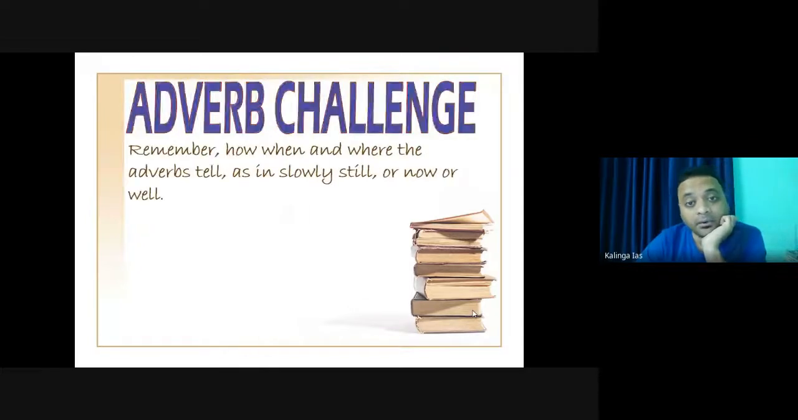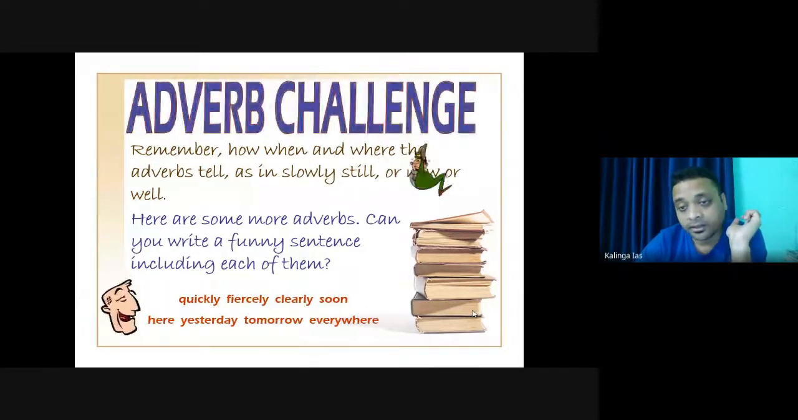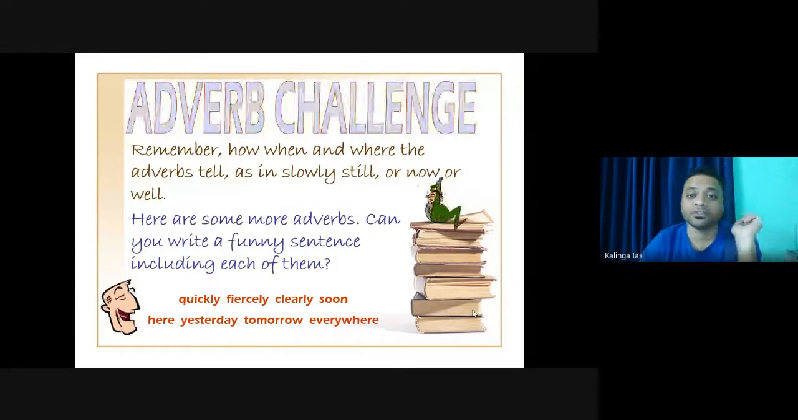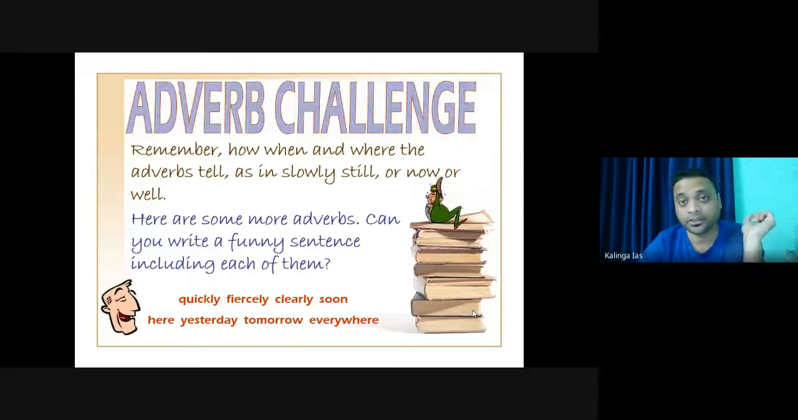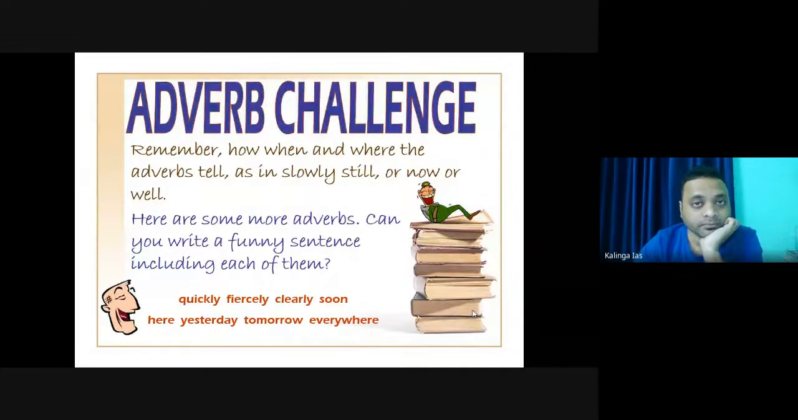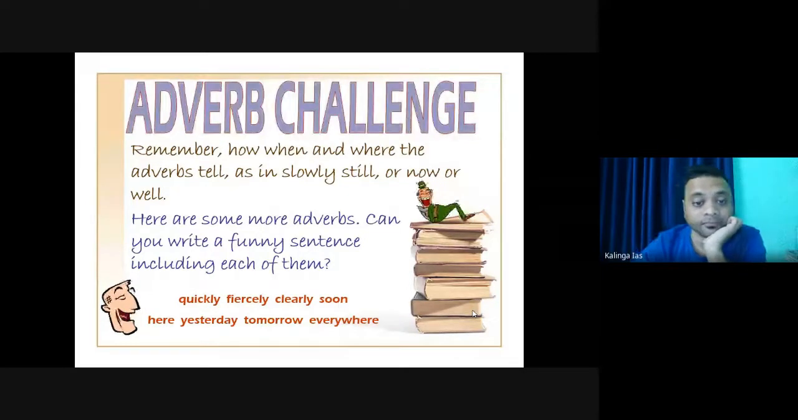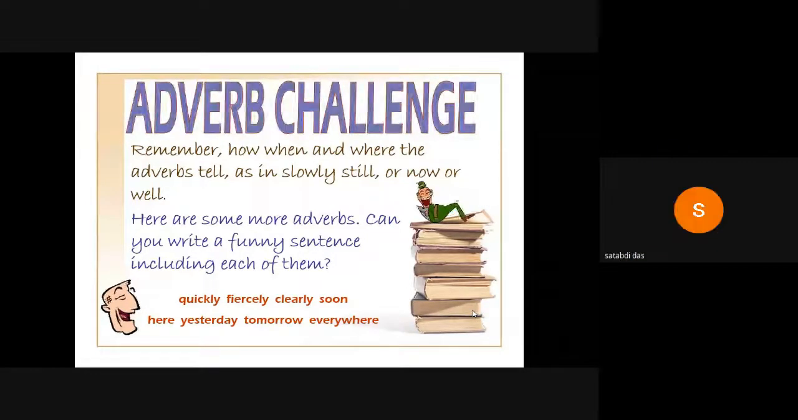Adverb. We have already discussed the words which tell us how something was done, when something was done, or where something was done. Adverb of place, adverb of manner, adverb of time. Using these words, give me some sentences quickly. He ran quickly. He solved the math quickly.